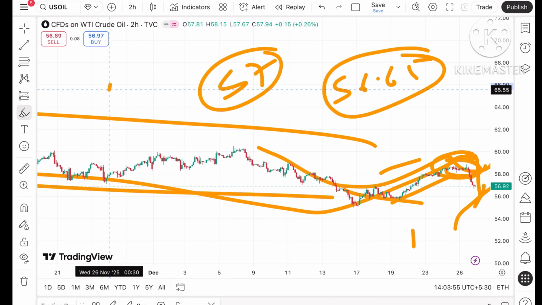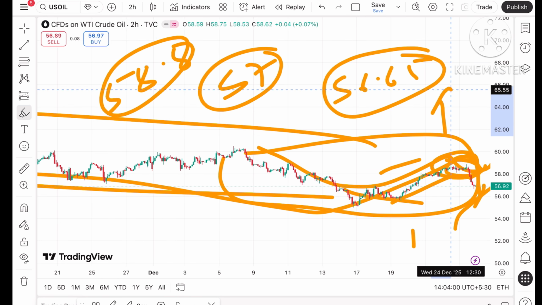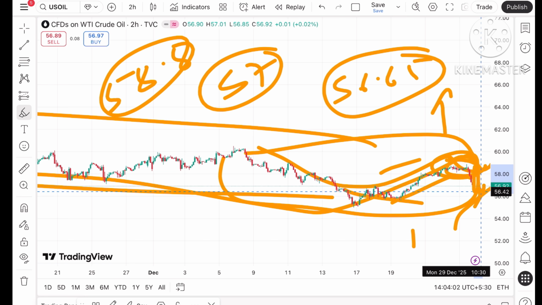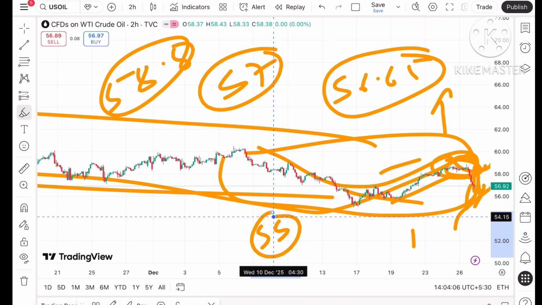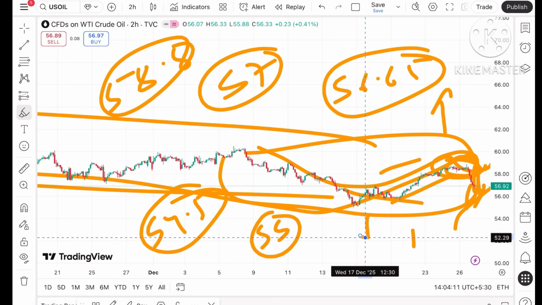And a probability of crossing 58.8 is there, and if that is sustained, there will be a zone breakout, so we can see a further high. But if it starts going below a level of $56, the chance of going towards 55 will be there, and from there it can cross a level of 54.5, and then a further downfall can be seen.